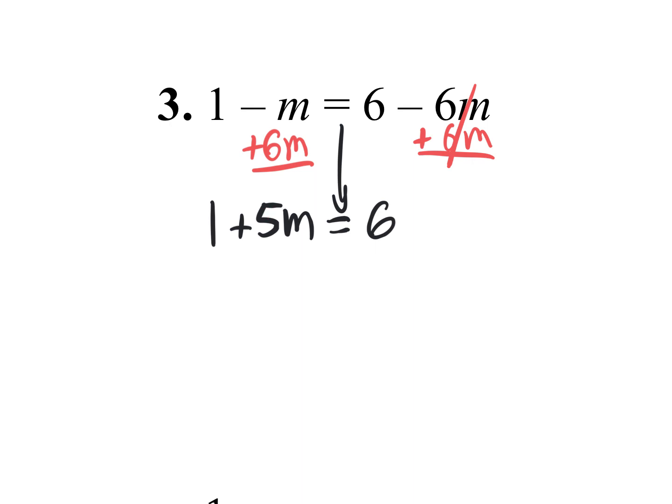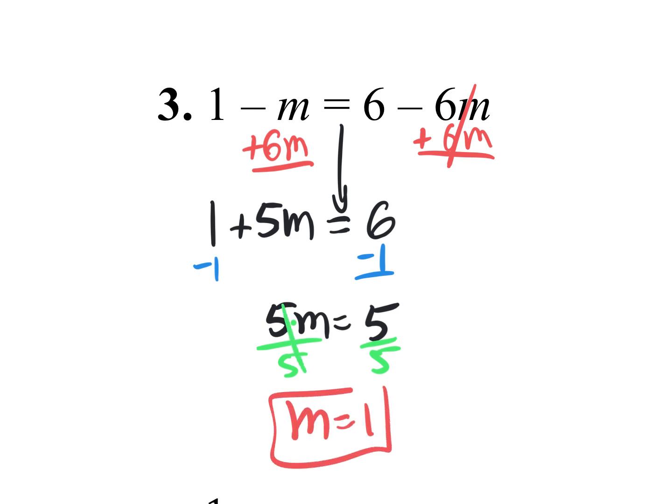Which one do you get rid of first? You get rid of the 1 first. So we're going to subtract 1. We do to one side, do to the other, subtract 1. You're going to have a new equation that reads 5m equals 5. And that really means 5 times m equals 5. So you divide by 5, divide by 5. And there's your answer, m equals 1.